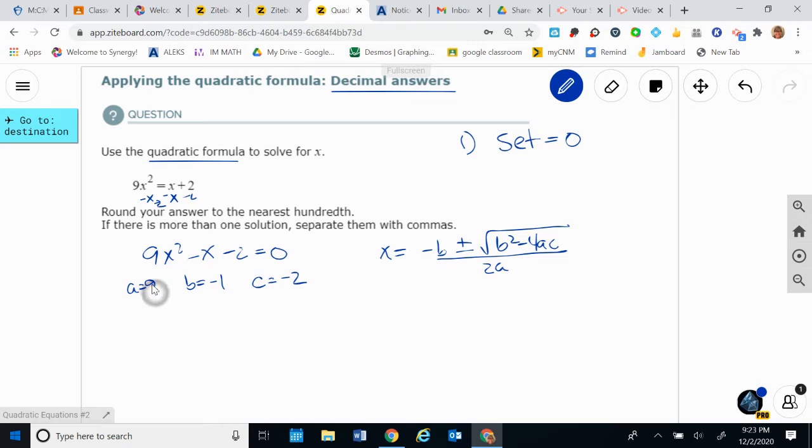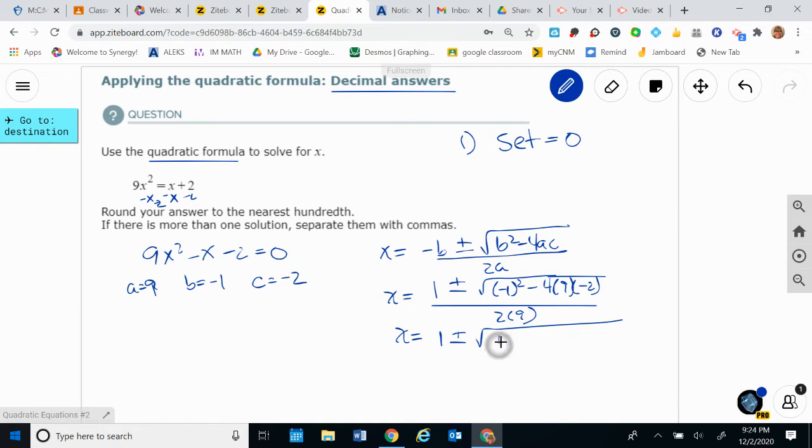It helps to define this, by the way, to actually write it down. Negative B is the opposite of B, which is 1, plus or minus the square root of negative 1 squared, which is going to be positive 1, minus 4 times 9 times negative 2, all over 2 times 9. Okay? X is equal to 1 plus or minus the square root of 1 plus the negative times the negative is a plus. 4 times 9 is 36. 36 times 2 is 72. All over 18. X is equal to 1 plus or minus the square root of 73, which is prime, over 18. And we are done.